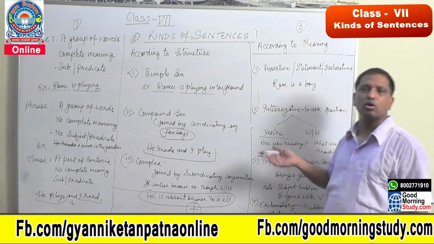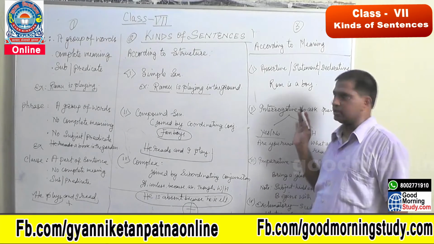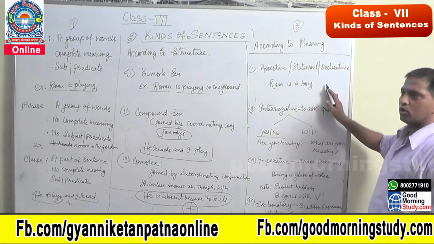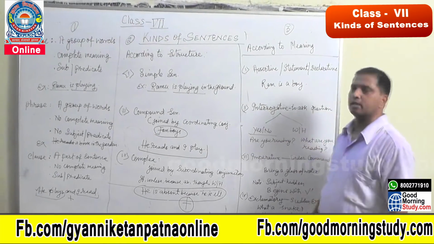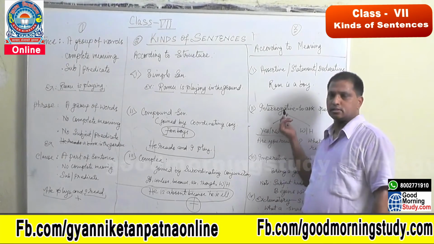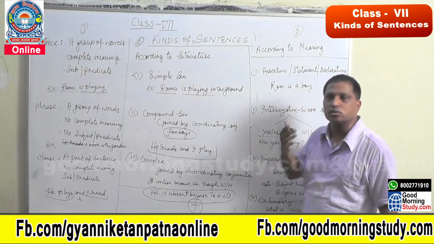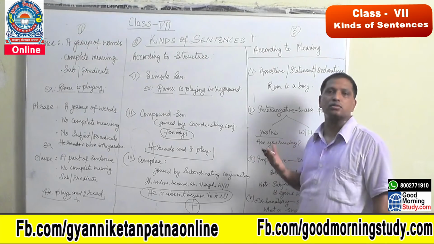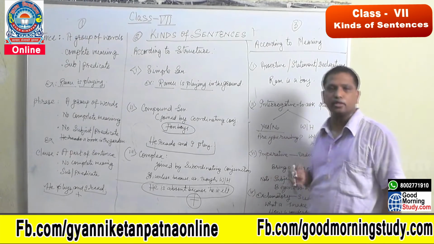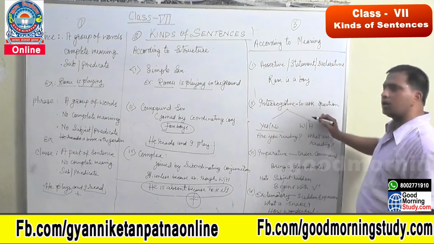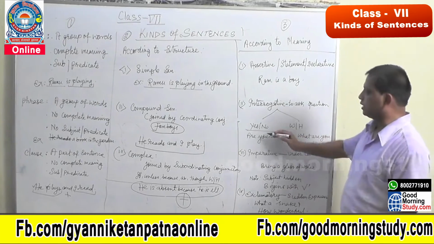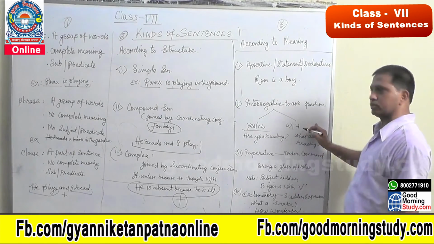Now the class is going on. All these are simple sentences, so assertive sentences. Now come to the second part, the interrogative sentence. The sentences we use to ask questions are called interrogative sentences. There are 2 types of questions: one is the yes/no question and the other is the WH question.